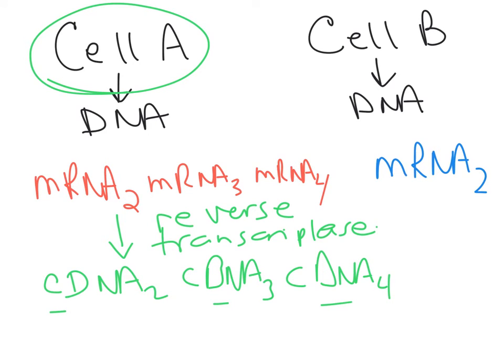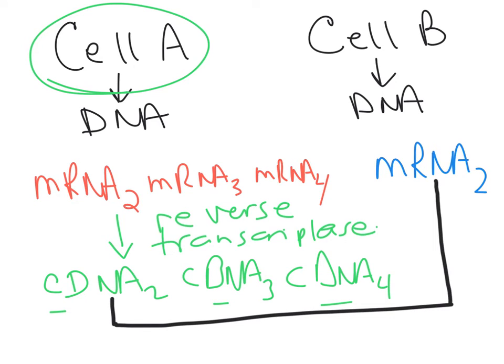The next step is to pair up the complementary DNA that will hybridize with the mRNA from the other cell. So looking here, we can see that cDNA2 would hybridize with the mRNA2, and then just jot down that that would form a double-stranded molecule. Okay, I'm just going to continue this on the next slide now, because I ran out of room.